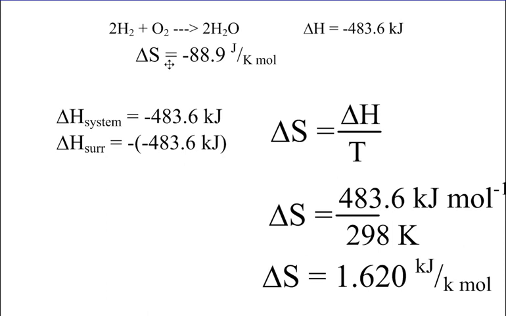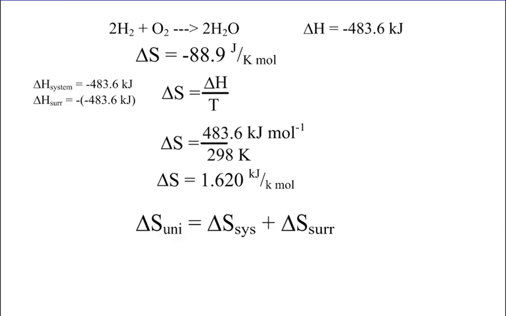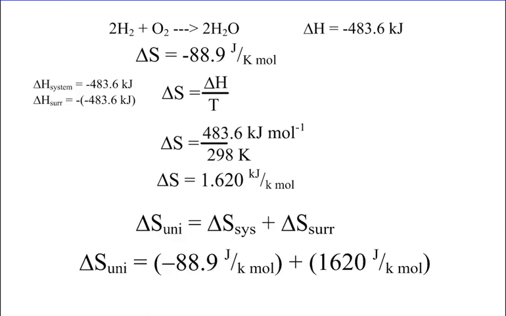If we wanted to see the overall change in the universe, we could add the change in the entropy of the system to the change in the entropy of the surroundings, and that would give us the change in the entropy for the universe. So we simply plug in the values we got. I changed 1.62 kilojoules to 1,620 joules so that I would have units that would make sense.